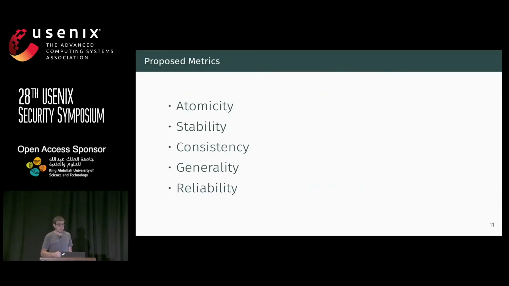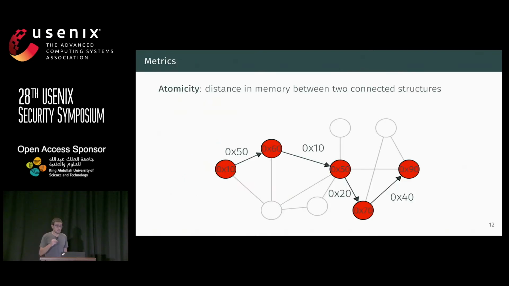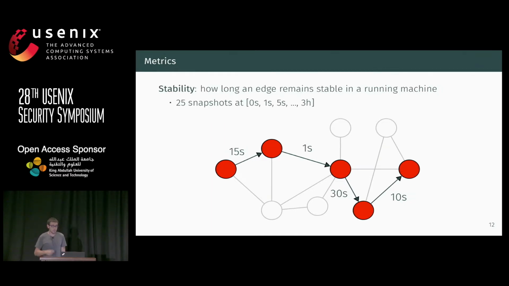In this paper, we propose 5 different metrics. In this presentation, I will just talk about the first 3, but you can find all the details in the paper. The first metric that we express on our graph is atomicity, which measures the distance in memory between 2 connected structures. To calculate this metric, we mark the nodes with the physical address where the structure was residing in physical memory, and on the edges we put the absolute distance between 2 connected structures.